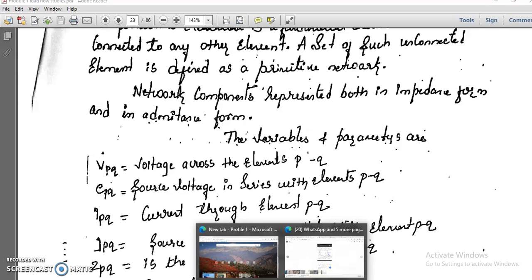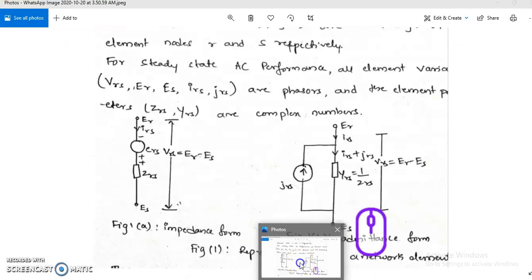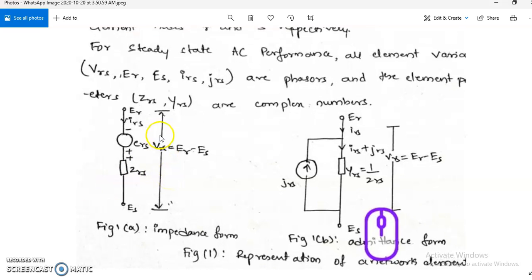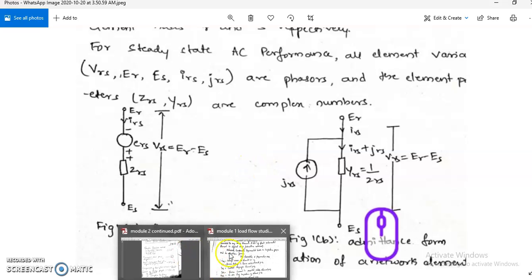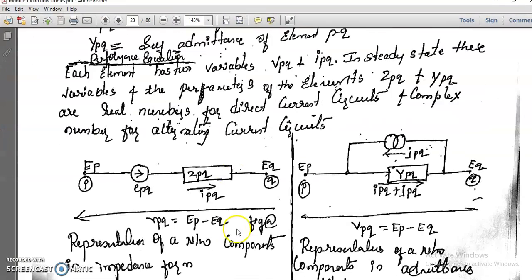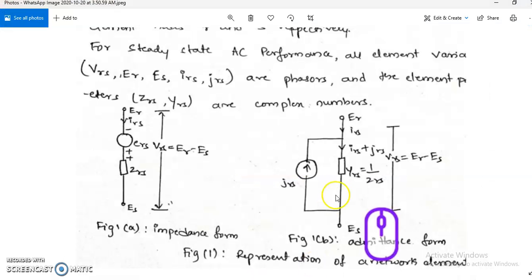Now we will be forming different variables and parameters, and one thing I wanted to show here is what you people have done, and Vinta madam has sent this diagram. In a primitive network both are the same only, so you should not get confused. Whichever you can refer, either this or that. This one I am taking from the Stagg book, the standard book. I am showing both diagrams so you should not get confused. This is the impedance form, this is the admittance form.